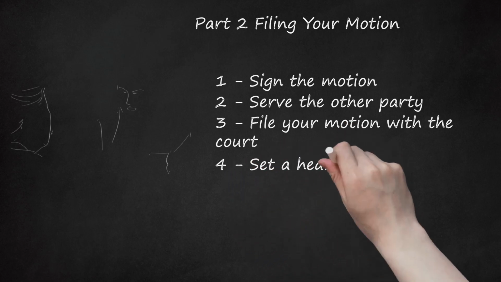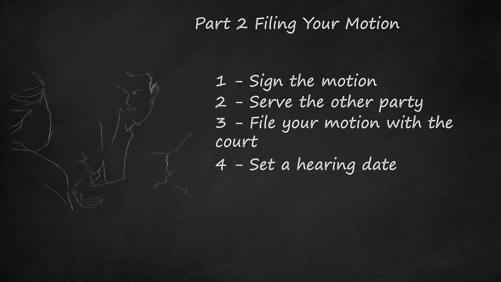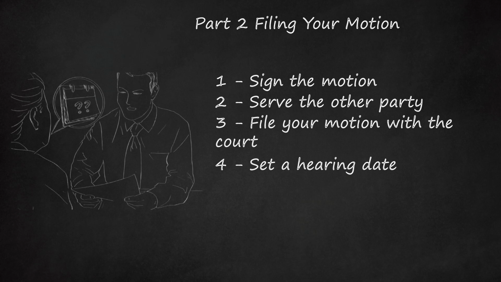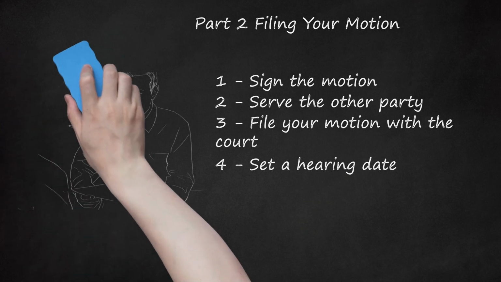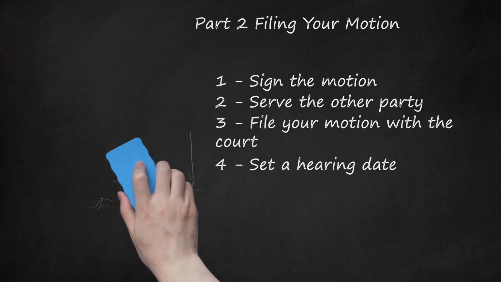4. Set a hearing date. Once the motion JNOV and proof of service are filed, the clerk of courts will set a hearing date for you. The hearing date will be the time when you and the other party can argue your motion JNOV in front of the judge. The date will be set automatically based on the judge's availability and the time constraints set by law.